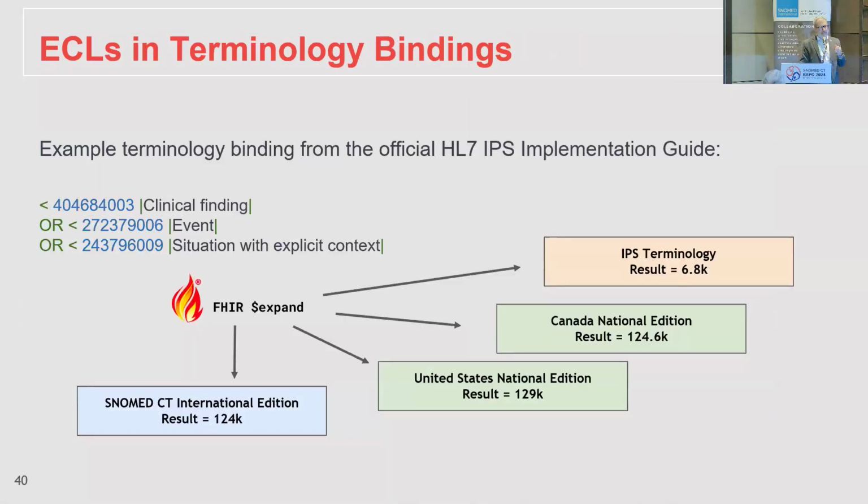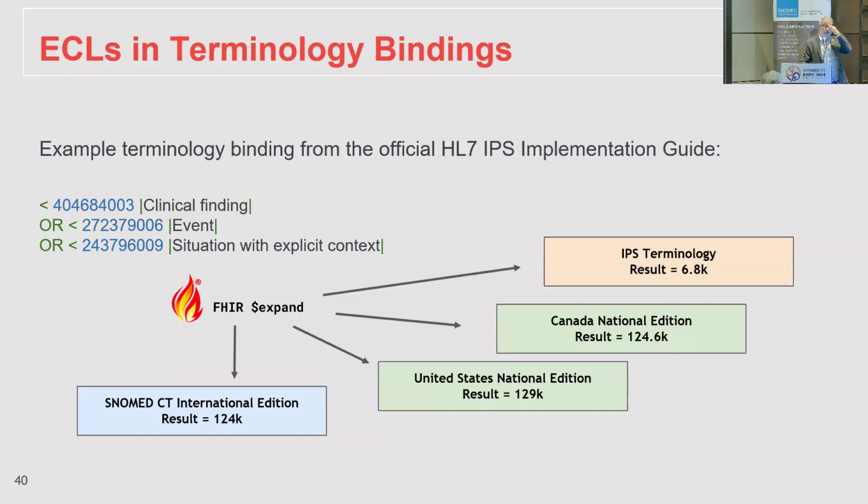So, the bindings are expressed in terms of value sets. And the value sets are intensional value sets that are constructed using some kind of logic. Yes. So this is an example of a value set. A value set could say that the value for a field inside one of the resources of the IPS are all the clinical findings plus all the events plus all the situations. And that's the definition of the value set.